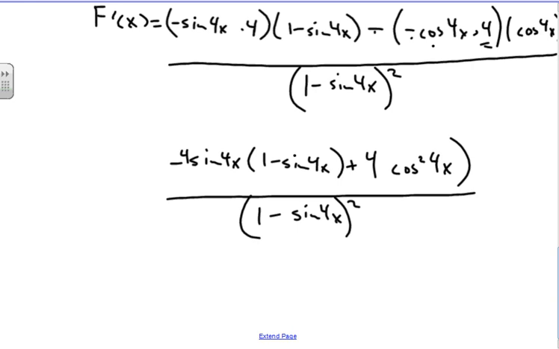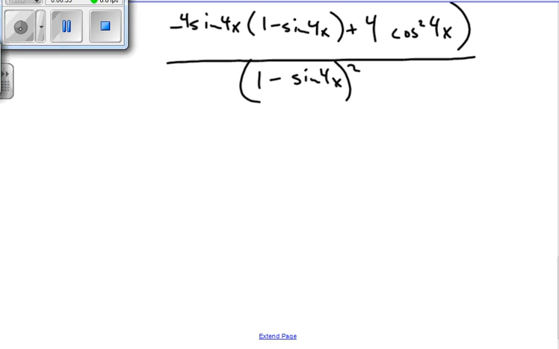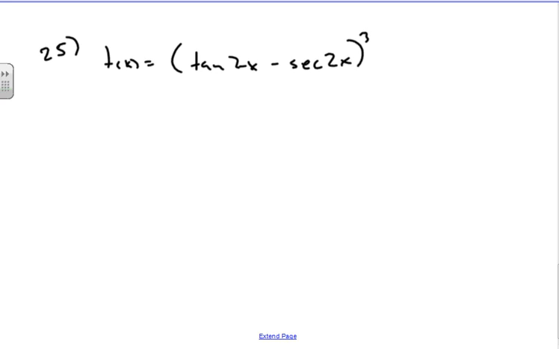Okay? Now we have one more on the sheets that we're going to talk about. And I'll pause it. All right. We have one more, 25, where we have t of x, which is tangent of 2x minus secant of 2x to the third. All right, we're going to find this derivative.